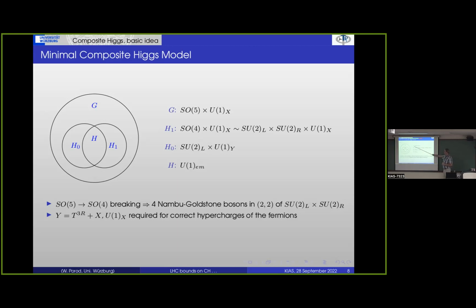So you start with a global group SO(5) times U(1)_X. U(1)_X you need to give hypercharges to all the standard model fermions. This gets broken down by a condensation to SO(4) times U(1)_X. An important thing is that the SO(4) is at least locally equivalent to SU(2) left times SU(2) right. And that's the symmetry group we would like to have to be consistent with electroweak precision data. It's not really required, but not every group will lead to this, but that's what we require from the LEP result. And then the H would be, in this simple example, the U(1) electromagnetic.